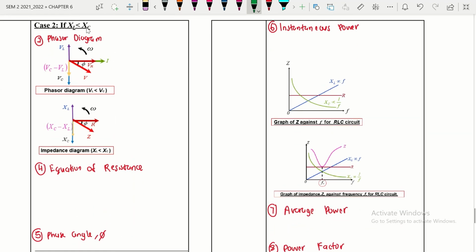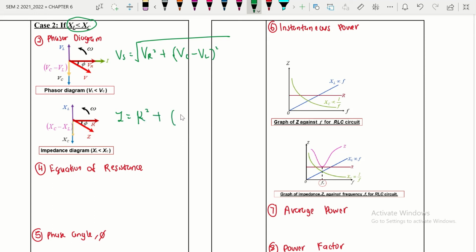Okay. So, sama juga dengan case yang ini, di mana you punya capacitive reactance lebih besar daripada inductive reactance. So, bila ini lebih besar, you punya supplied voltage, you akan dapat macam ni lah. So, VR squared sebab XC lagi besar kan, jadi voltage capacitance ni lagi besar daripada voltage dekat inductor. Jadi kita tolak. Kita ambil yang besar, tolak yang kecil. Sama juga dengan impedance, dia akan jadi R squared disebabkan capacitive reactance lebih besar daripada inductive reactance. So equation of resistance dia pun semuanya sama.